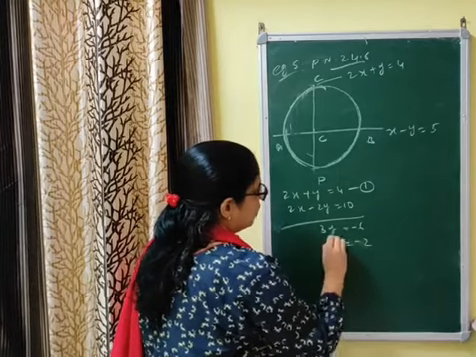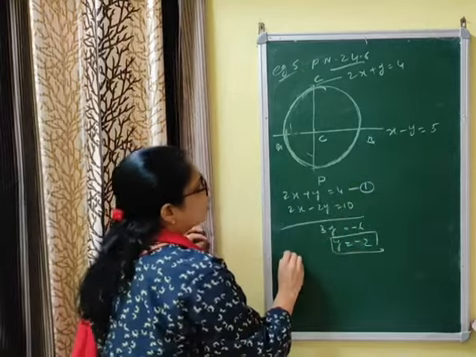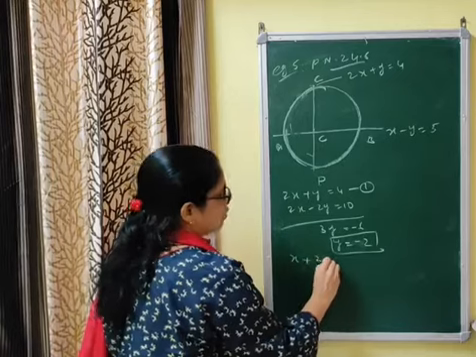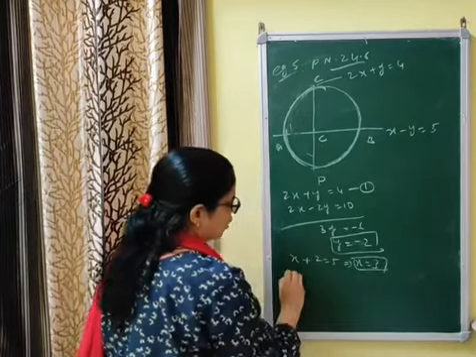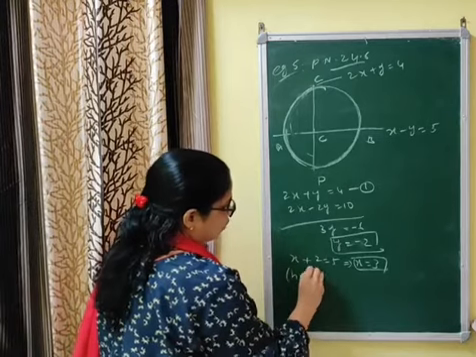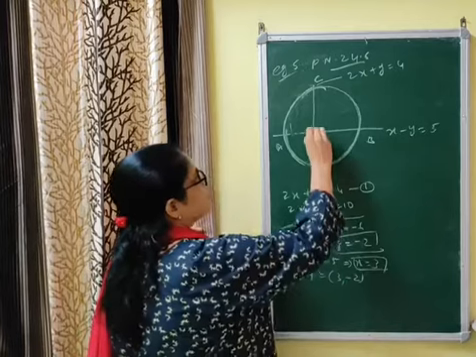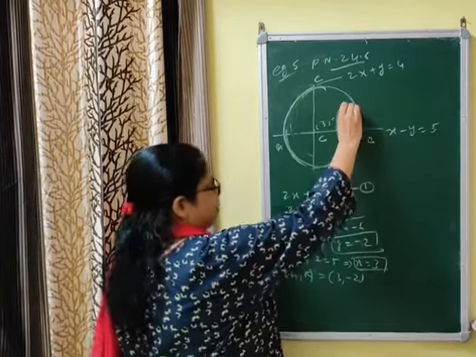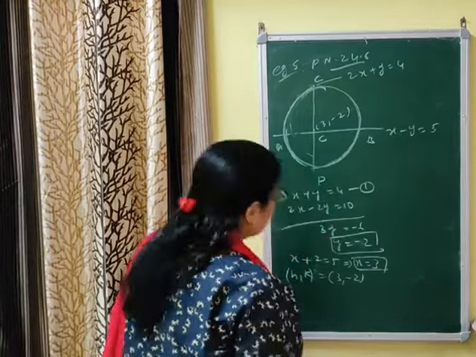Now putting y = -2 in any of the equations, it is better to put here: x + 2 = 5, which implies x = 3. That means you got the center (h, k) = (3, -2), and you are given the radius as 5 units.